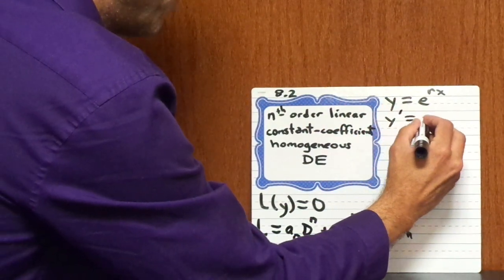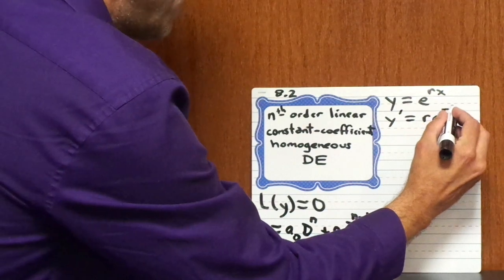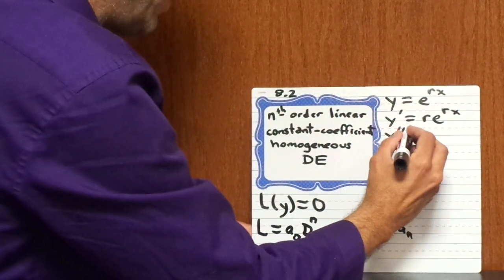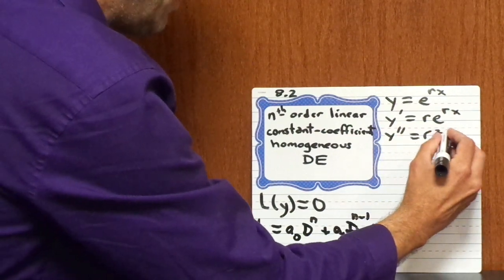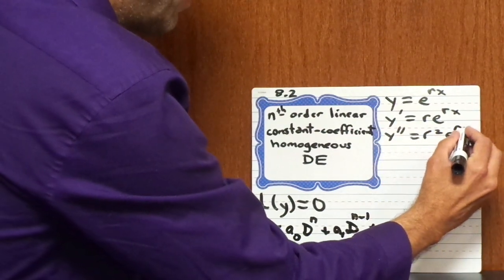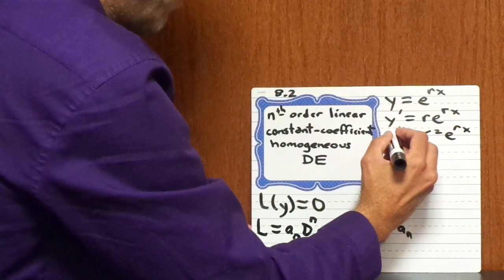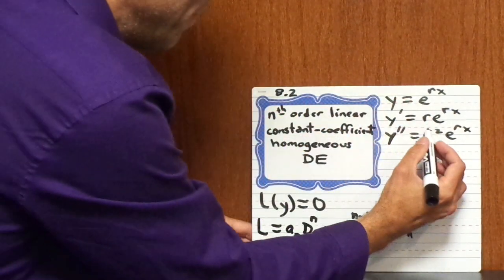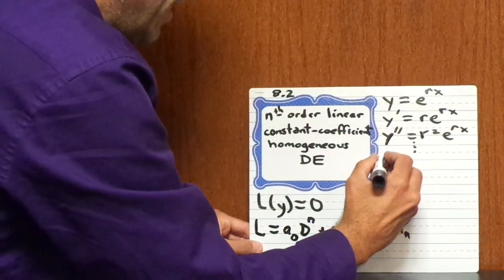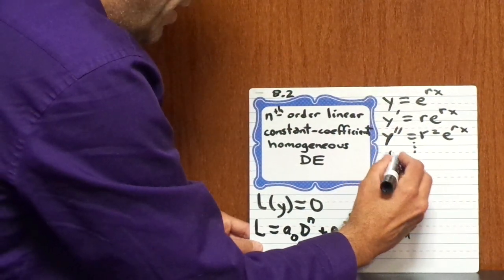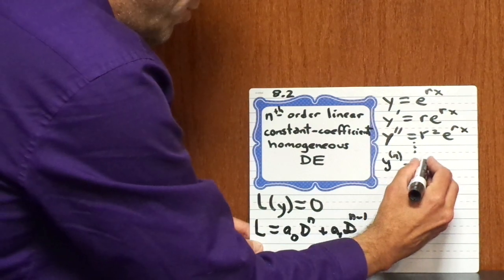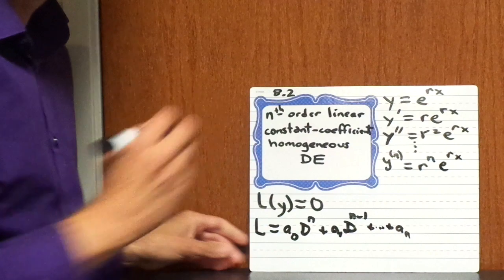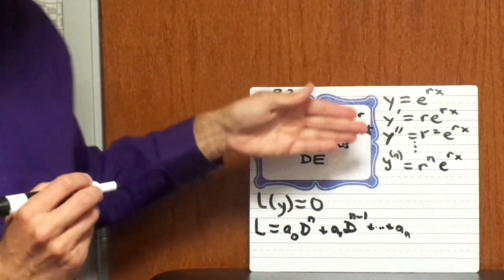For example, the first derivative would be r e to the rx. The second derivative of y would be r squared e to the rx, and so on. I hope my handwriting is okay. This is a pretty flimsy little board that I've got. If we keep going like that, the nth derivative of y would just be r to the n times e to the rx. Okay, so we've calculated our derivatives.